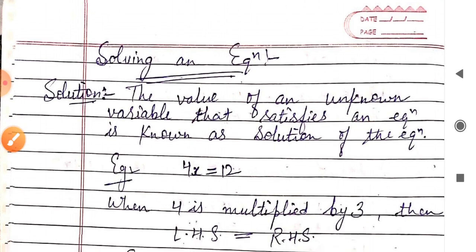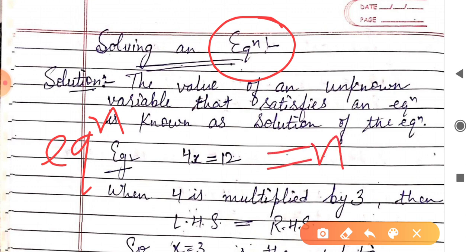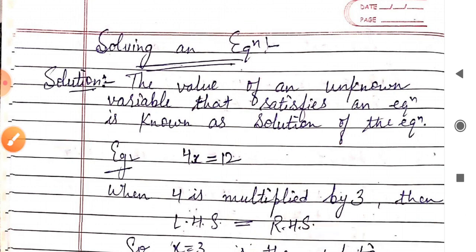And I always write equation like this. This is short form of equation, that is EQN. You can also write equation like this, equal sign then n, equation. These are the short forms of equation. You can use any sign.